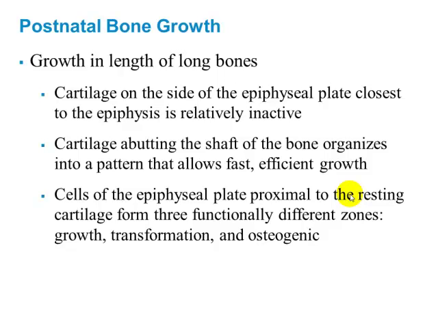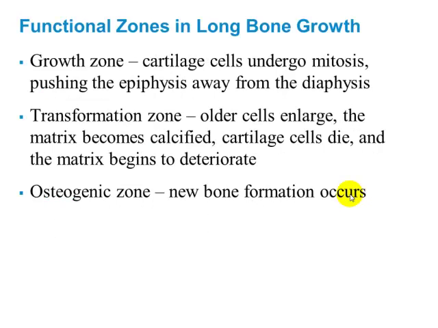When you take a look at that, if you were to section that growth plate, we can see different zones, right? What are called the growth zones, transformation zones, and osteogenic zones. In the growth zones, the cartilage cells are going to divide. They undergo mitosis. Remember, mitosis is the process of a cell dividing. When they divide, they can each start laying down their own cartilage and will actually push apart. And that will cause the epiphysis to grow and push away from the shaft.